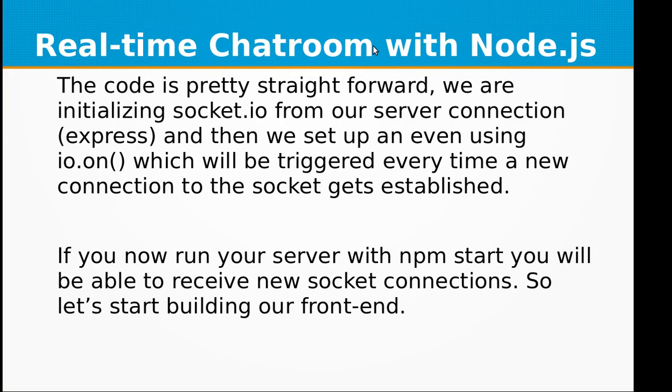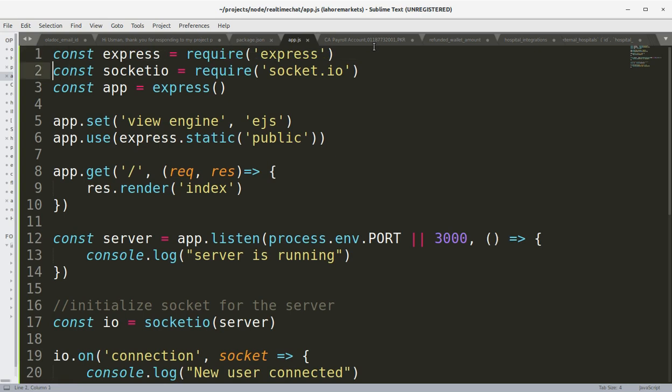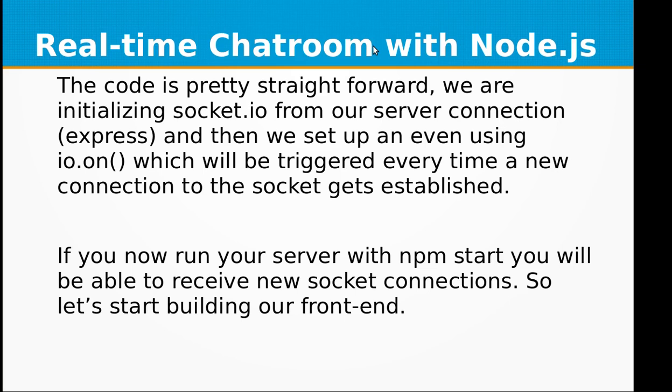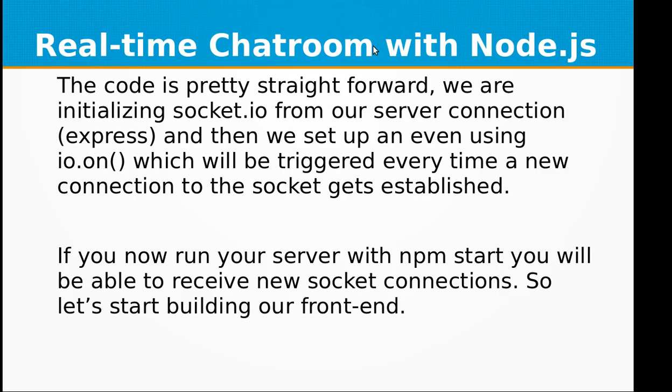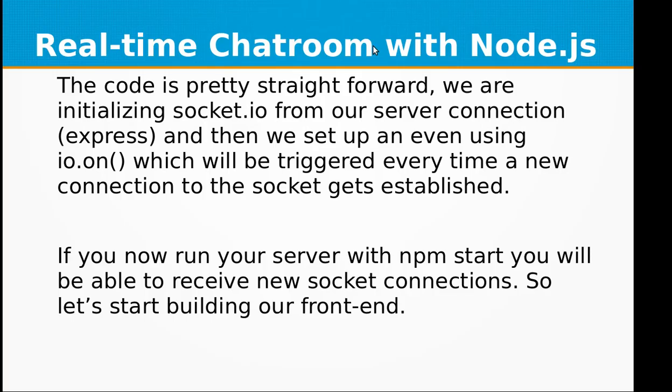We are initializing socket.io from our server connection Express, right here, and then we set up an event using io.on, which will be triggered every time a new connection to the socket gets established, which is this function. If you now run your server with npm start, you will be able to receive new socket connections. So let's start building our front end.